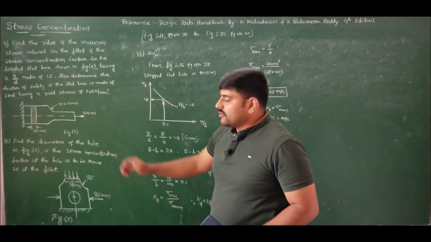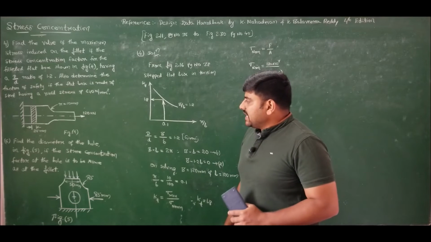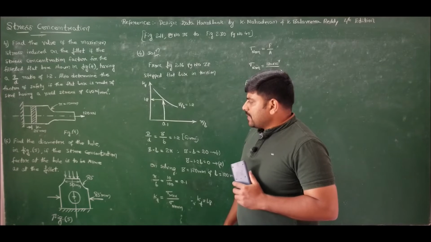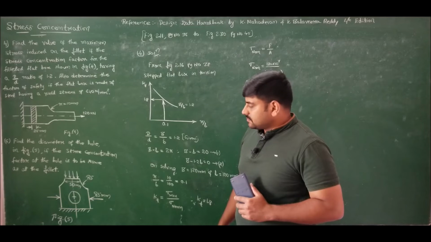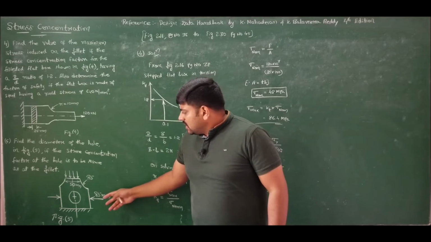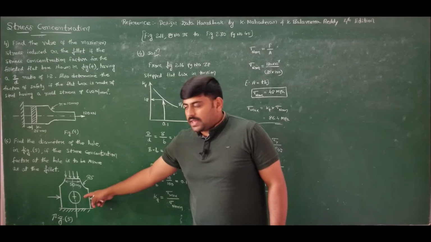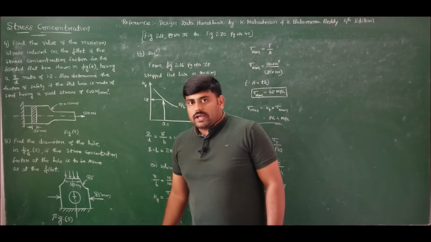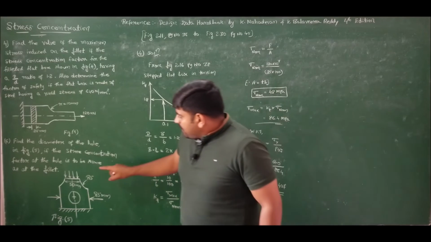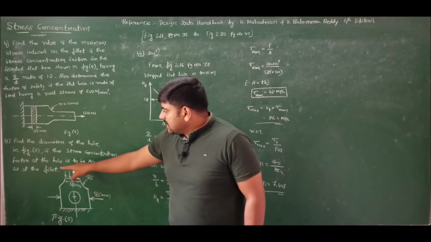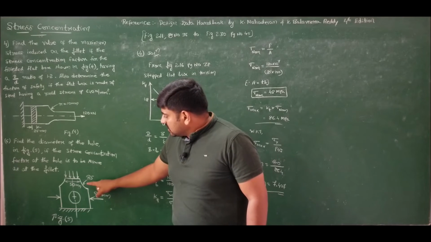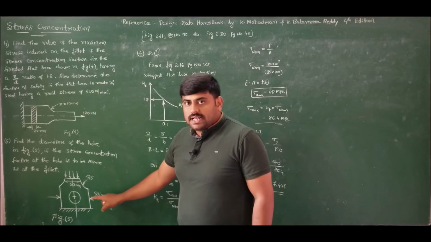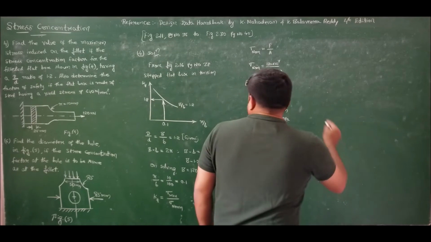Let us move to the solution of problem number 5, which states: find the diameter of the hole in the figure if the stress concentration factor at the hole is to be the same as that at the fillet. If you carefully observe, this is a flat bar with a hole at the center and also a flat stepped bar. We have a fillet radius of 5 mm. First find the stress concentration factor using the fillet section, then use the same value for the hole section and find the diameter of the hole.